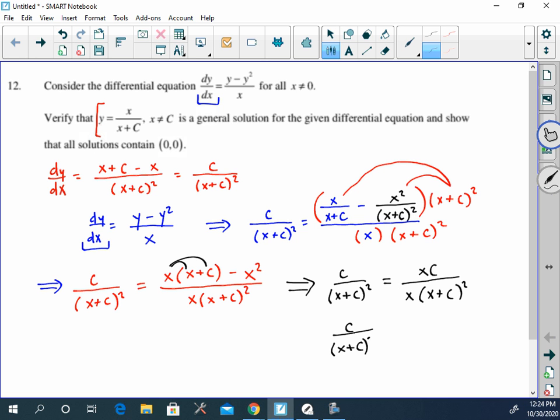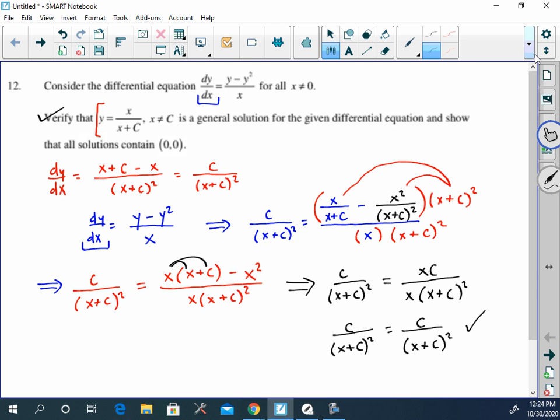I don't remember how much room I left in that packet, but you can squeeze stuff wherever. So that's verifying it, check. So I'm done with this part. Verify that that is a general solution.